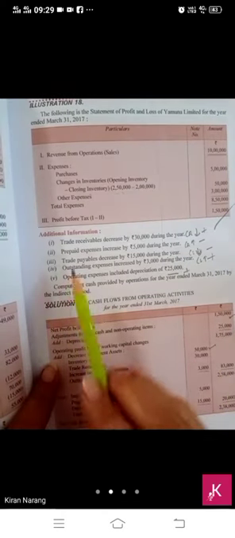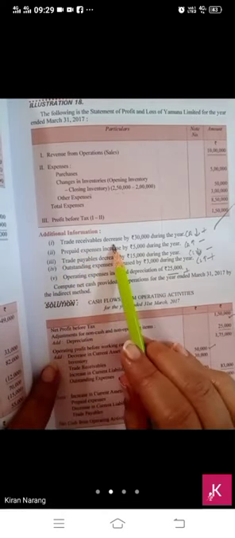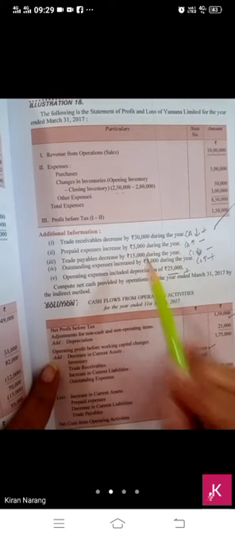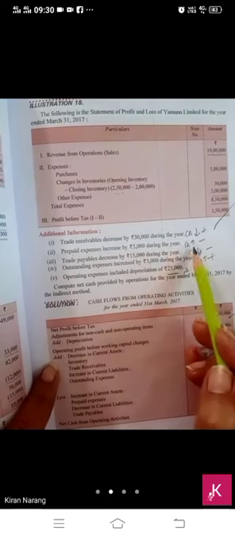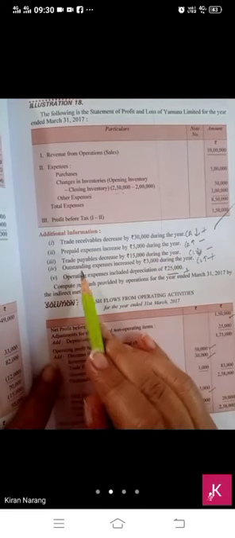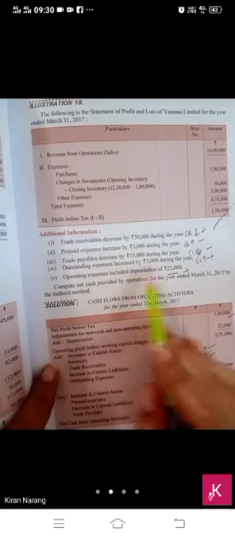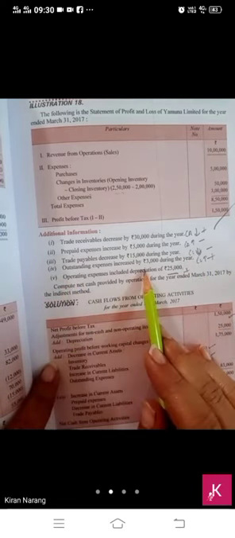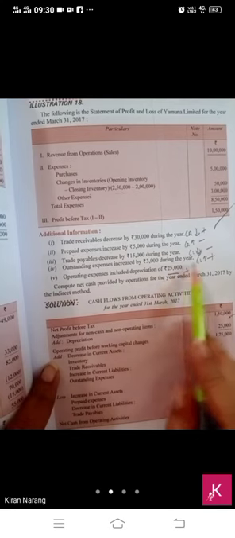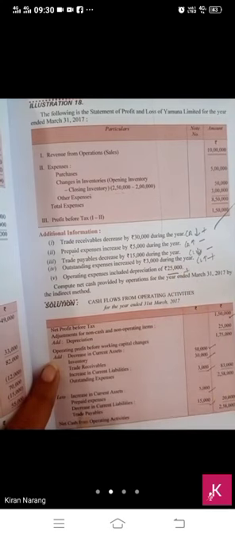Now additional information is given. Trade receivable decrease. Current asset is decreasing. It will be added. Prepaid expenses increase. Current asset is increasing. It will be subtracted. Trade payables decrease. Current liability is decreasing. It will be subtracted. Then outstanding expenses increased by 3,000. Current liability is increasing. It will be added.